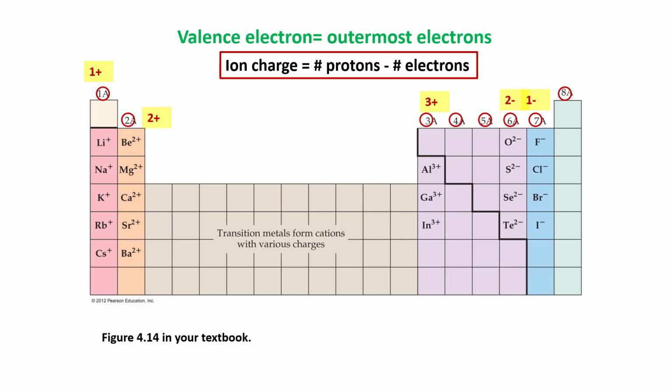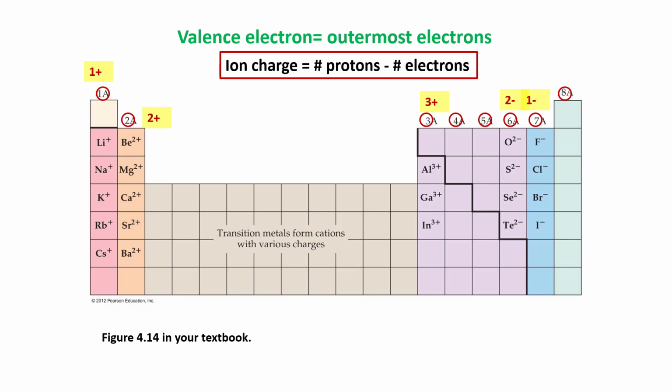Look at calcium. Calcium has 2 electrons in its outer shell. So if it loses those 2, it's a lot easier to lose 2 and get to 0 than it is to gain 6 and get to 8. So really you're asking the question, are the valence electrons closer to 0 or closer to 8? And if it's closer to 0, it's going to form a positive charge. If it's closer to 8, it's going to form a negative charge.